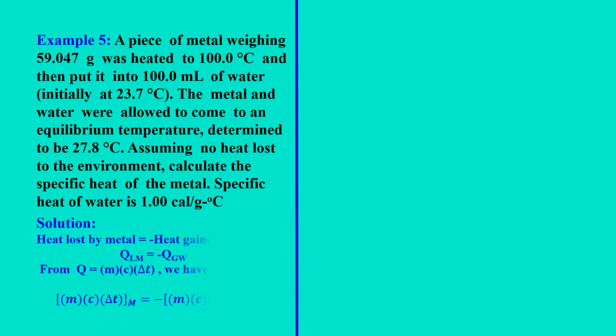Solution. The heat lost by metal equals the negative of the heat gained by water, or Q sub LM equals negative Q sub GW. From Q equals M times C times delta T, we have the quantity M times C times delta T of the metal equals the negative of the quantity M times C times delta T of the water.